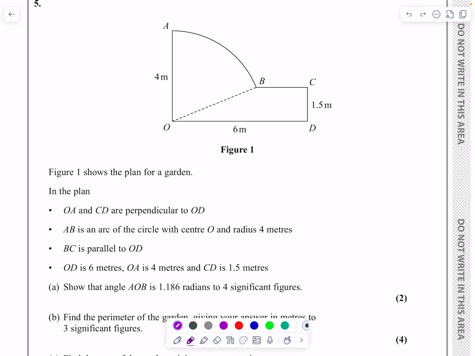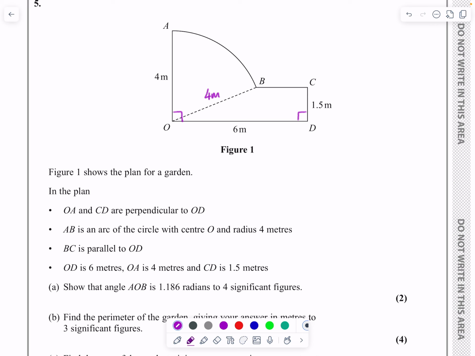So it says OA and CD are perpendicular to OD, right? Fine, first of all, they're both at 90 degrees, or pi over 2, because we're working in radians. AB is the arc of a circle. Yeah, I can see that with center O, radius 4, but that means that that's a radius 4 in there as well. BC is parallel to OD. I can see that, I don't need to put anything on from that. And then they're giving me the lengths. OD is 6, OA is 1.5, sorry, O is 4 and the other one's 1.5.